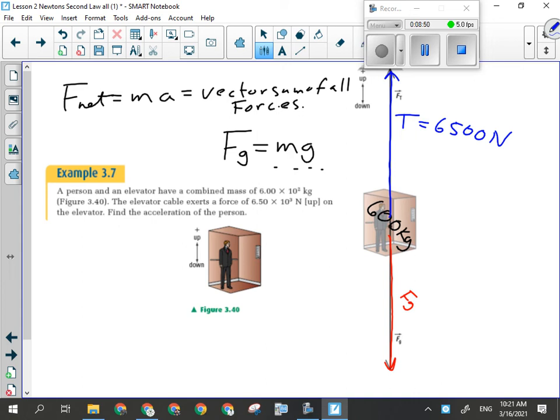So how do I calculate this force of gravity here? Take the mass, I multiply by 9.81. I use the formula for the force of gravity. This calculates the weight of the elevator, in newtons. So I take my 600, multiply by 9.81, and I get that this is 5,886 newtons.